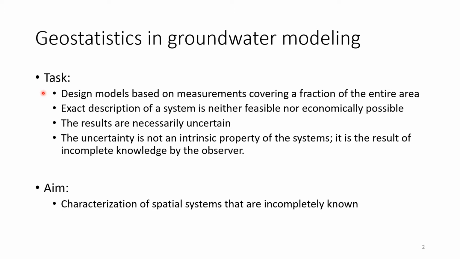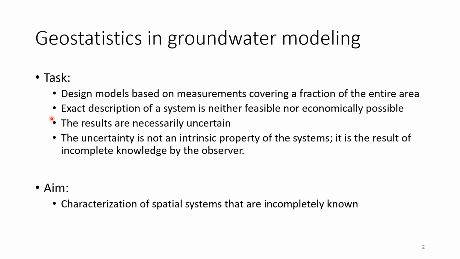So whatever we use as parameters is by definition associated with some kind of uncertainty. But we have to make sure this is not an uncertainty as an intrinsic property of the system. This is a result of the incomplete knowledge that we have about our system, about our aquifers, about our modeling domain and our parameters.